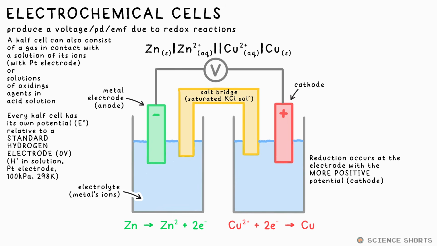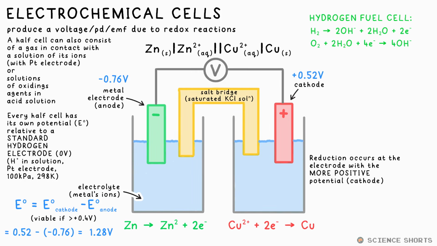The 2 electrolytes must be connected somehow in order to complete the circuit and allow charge to flow. This is done with a salt bridge, a tube filled with saturated potassium chloride solution. If you connect 2 such half cells together, then they will produce a PD, or in this case we call it an EMF, electromotive force. It just means a PD that causes current to flow. This will be equal to, no surprises, the difference in their individual potentials.